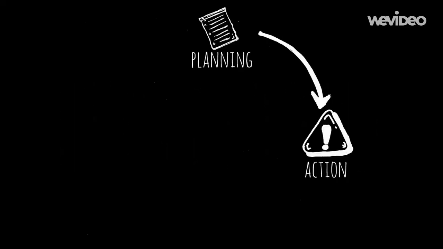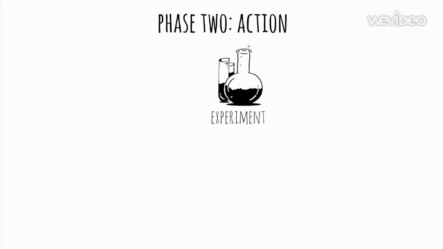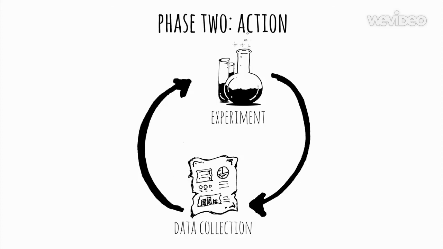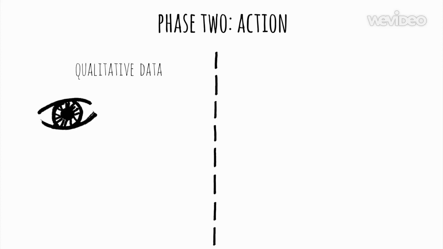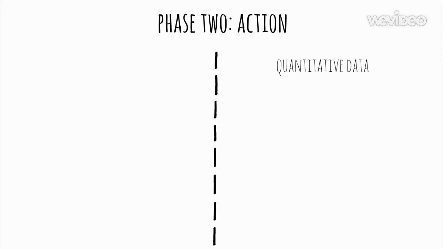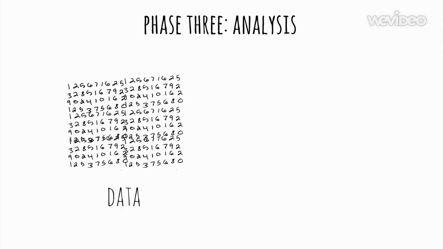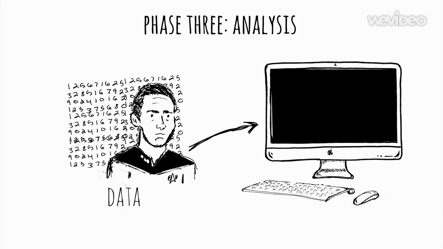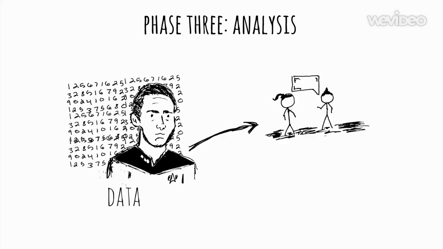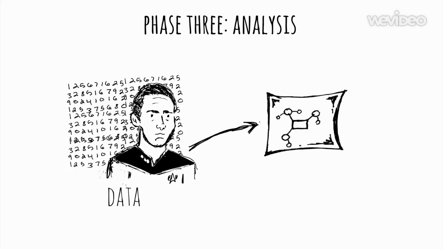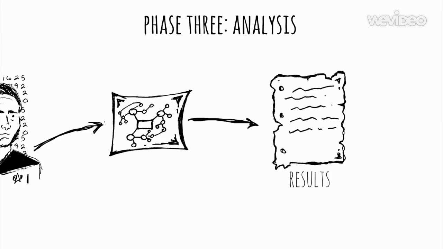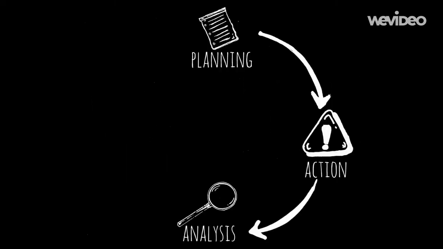Next, you move into the action phase. This is where you engage in multiple cycles of experimentation and data collection. Your data collection might include qualitative data like observations, artifacts, and interviews, or quantitative data like rubric scores, surveys, or achievement data. Afterward, you move to analysis. You'll often start by organizing the data with charts or graphs and looking for specific trends. You might also discuss it with peers, free write in a journal, or create a cluster map before eventually writing out your results.